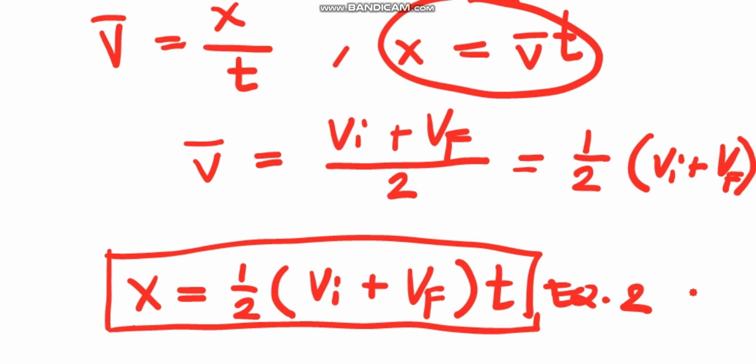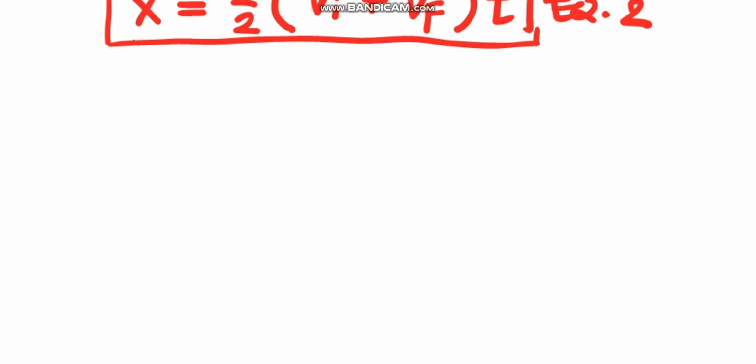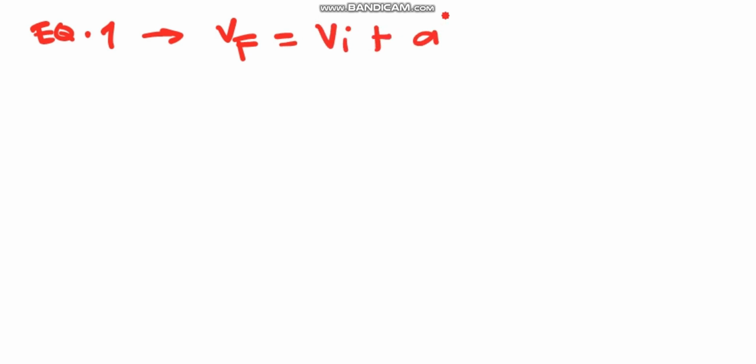So we have the first equation, which is v final is equal to v initial plus a times t. Then the second equation is x is equal to 1/2 times the quantity v initial plus v final times t. For the third equation, we can just substitute equation number 1 into equation number 2. From equation 1, we have v final is equal to v initial plus at.